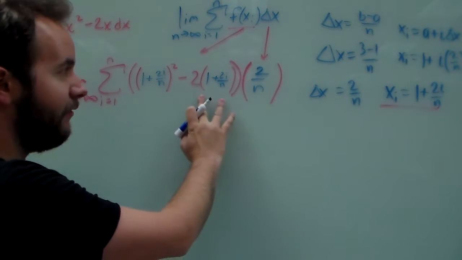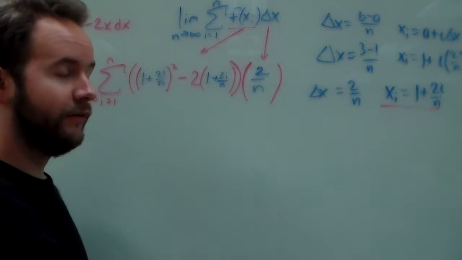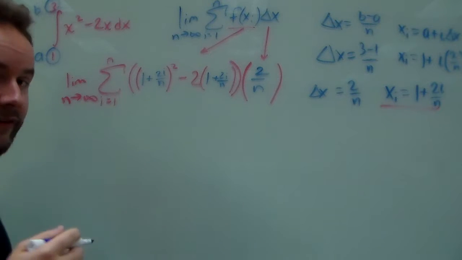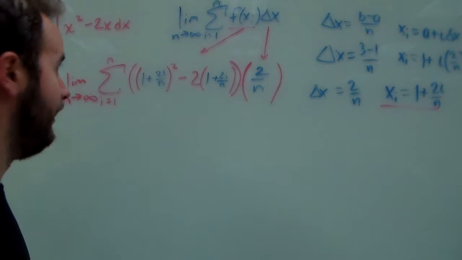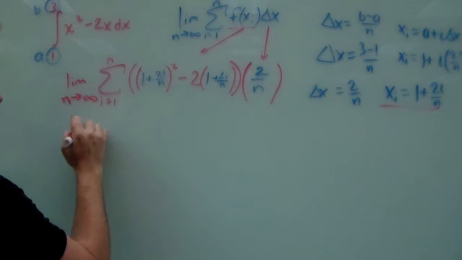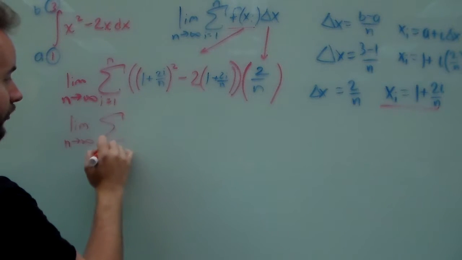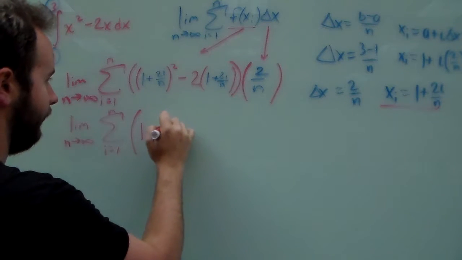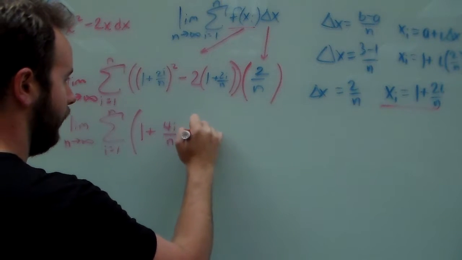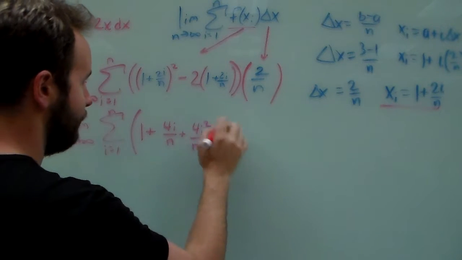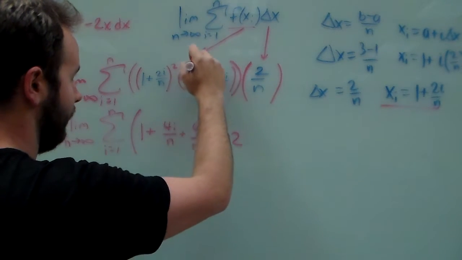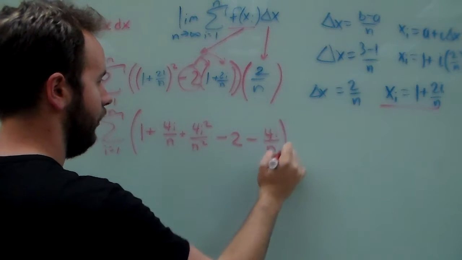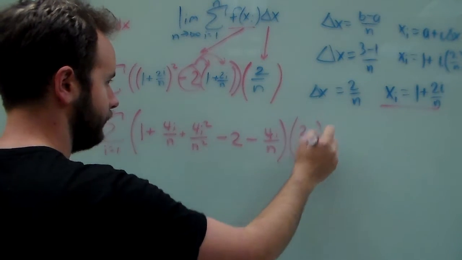You could, if you want to, expand everything out, combine like terms and whatnot, but this is probably sufficient in order to get an answer. But if you want to expand everything out, and that's actually going to be important for the next part, we're going to have the limit as n approaches infinity of the summation from i equals 1 to n of, I'm going to expand this, 1 plus 4i over n plus 4i squared over n squared minus 2, make sure you distribute the negative 2 to the inside here, minus 2 minus 4i over n, and this is all times 2 over n.